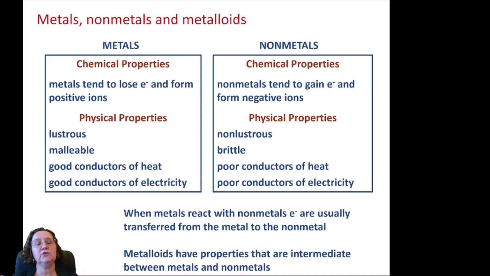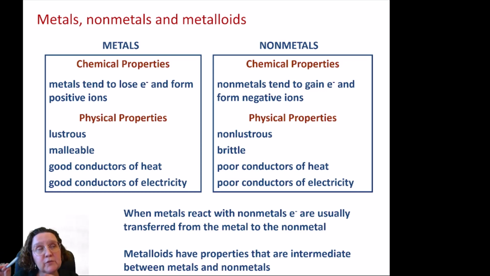The first thing that you can say quickly about an element, if you know its position in the periodic table, is whether it's going to be a metal, a non-metal, or a metalloid. A typical behavior of metals is that they tend to lose electrons and form positive ions, which we call cations, and they have the usual metallic properties. They are lustrous, they are malleable, and they are good conductors of heat and electricity.